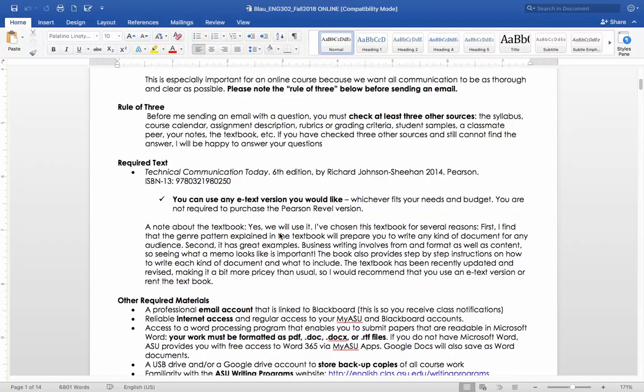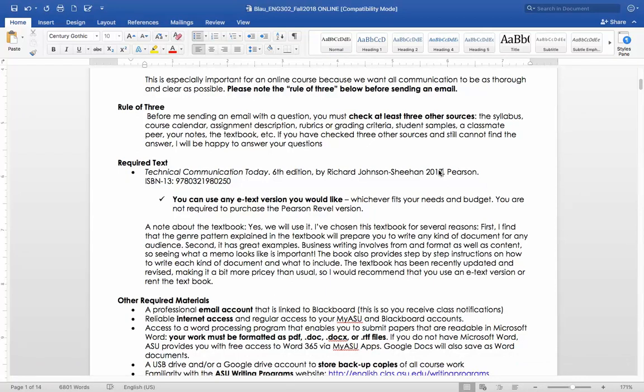This is our required textbook. Make sure that you do have it. Hang on, I see a typo real fast. Sorry about that. I just realized I didn't update the year on that.